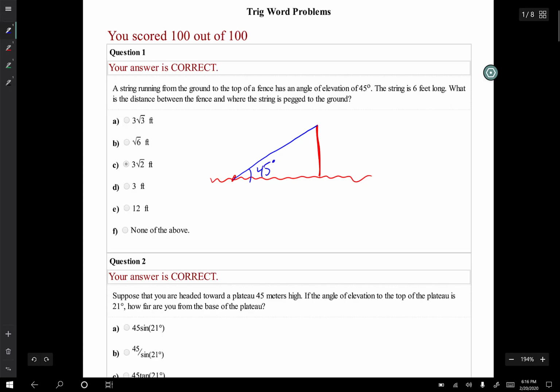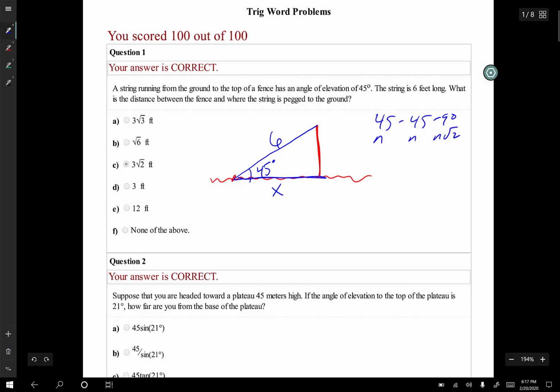So the angle of elevation is always with respect to your horizon, guys. So here's my horizontal, my horizon, and there it is. So the string is 6 feet long, so I put a 6 here. What is the distance between the fence and where the string is pegged to the ground? So they want this distance here. So there's two ways to do this.